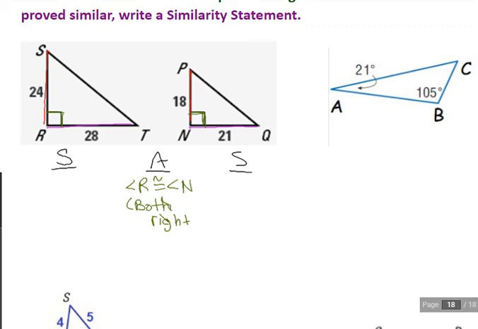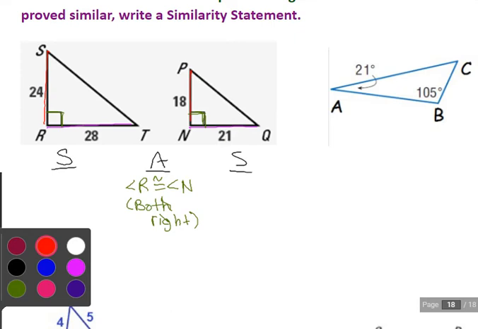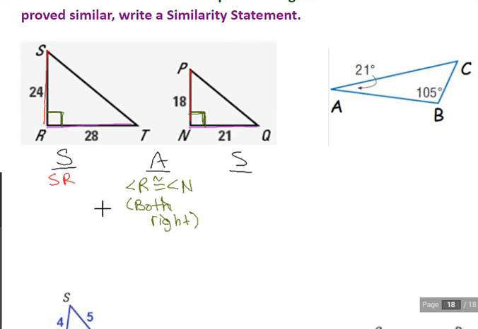Okay, so for this side we have SR, large triangle, over PN, small triangle, both the left-hand sides. And so 24 is to 18. I feel like I just did this one. 24 and 18. Is that 1.4? Let's find out. 24 and 18. 1.3 repeating. I was close. The 1.3 repeating. Okay, so of course we're going to check that against the other side ratio.